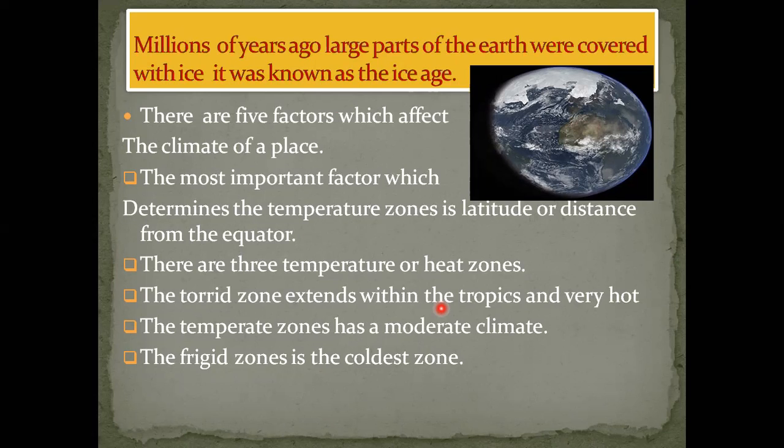It is a moderate climate. The frigid zone also has two zones: one is the northern frigid zone and the other the southern frigid zone. The frigid zone is the coldest zone, the torrid zone is very hot, and the temperate zone has a moderate climate.